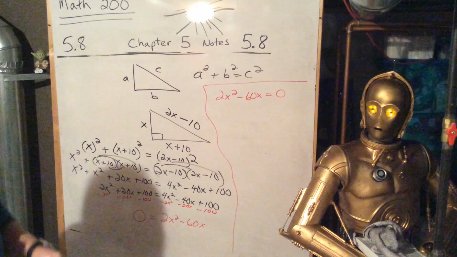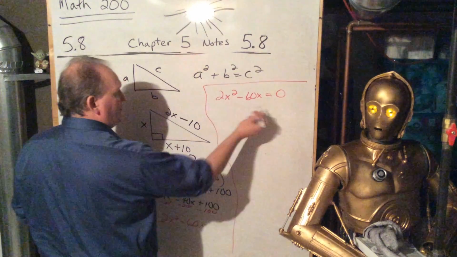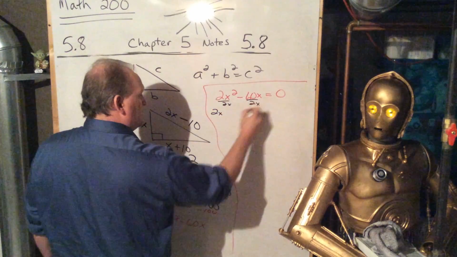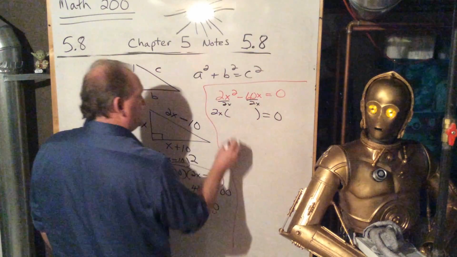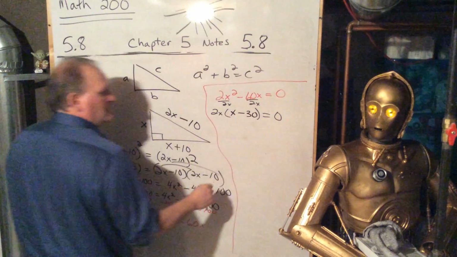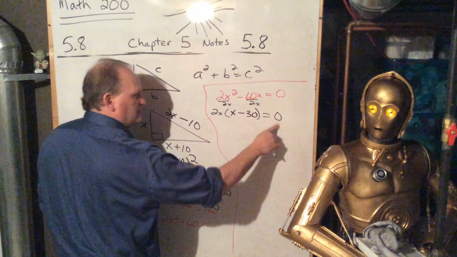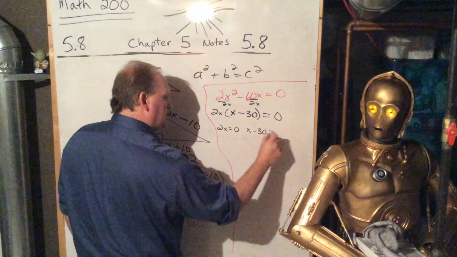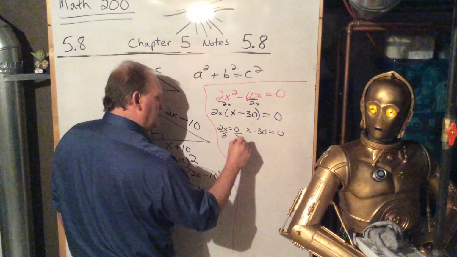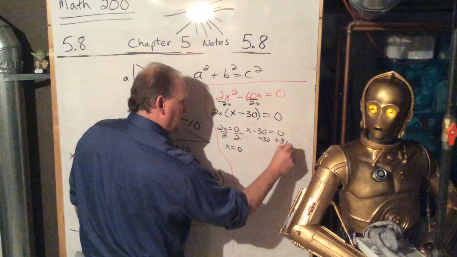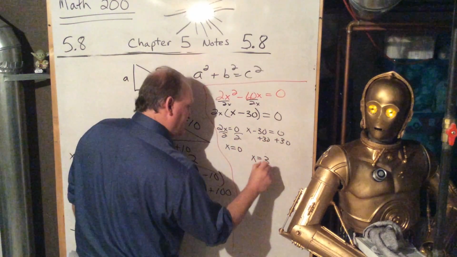So now we want to factor. So let's factor. What can we factor out? There's only two terms, they're not perfect squares. So we'll factor out a 2x. This is factoring. A lot of people don't realize this is factoring. 2x times x minus 30. So now we have this times this is equal to 0. Just set them both equal to 0. 2x equals 0. x minus 30 equals 0. So one of the answers is 0. And one of the answers is 30.